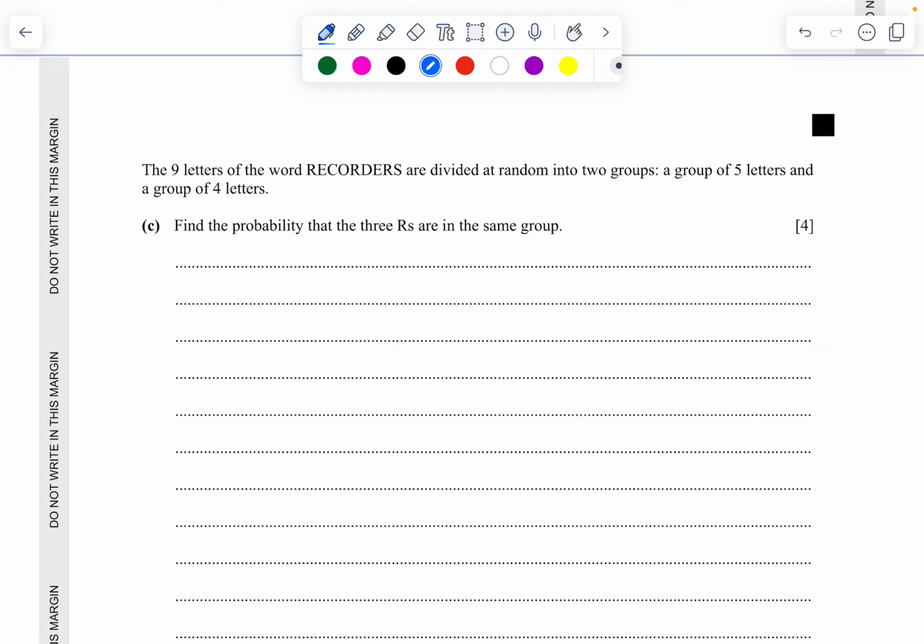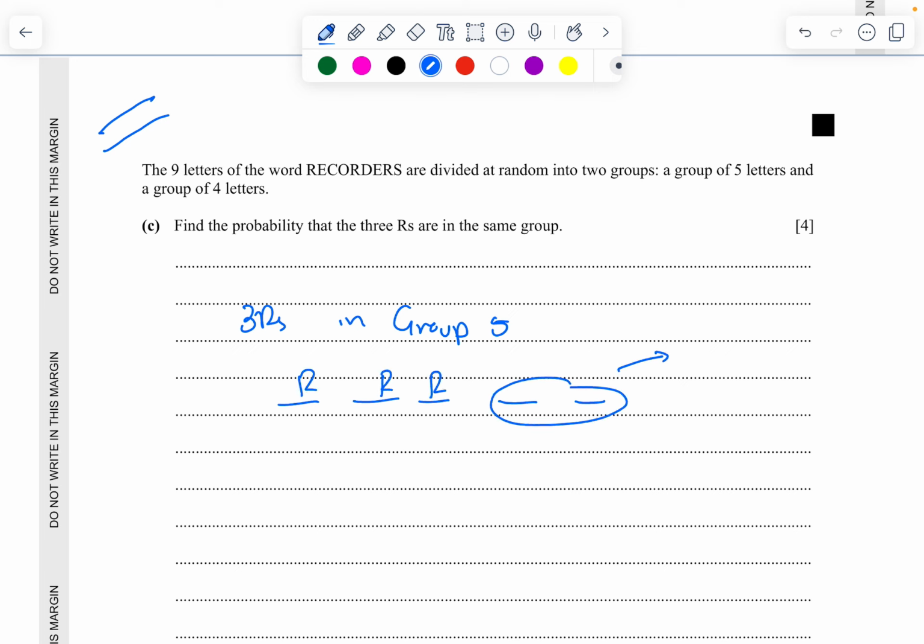Next, part C. The 9 letters of the word recorders are divided at random into a group of 5 letters and a group of 4 letters. Find the probability that the 3 R's are in the same group. So the 3 R's are in the group of 5: 1, 2, 3, 4, 5. Those 3 R's are there, and I need to select these other two from the remaining 6 alphabets, which is 6C2.